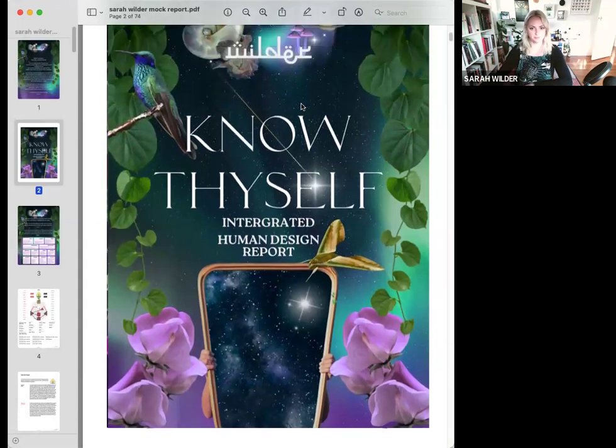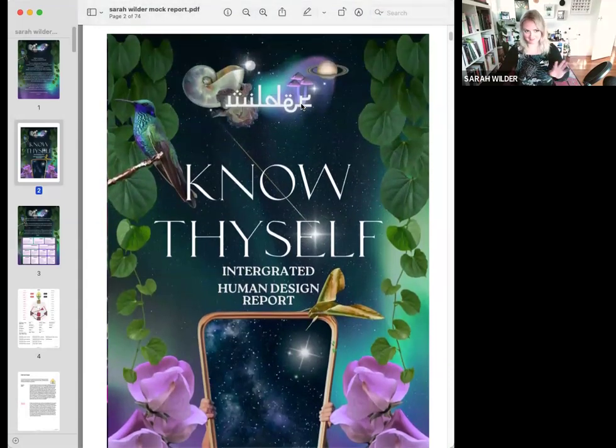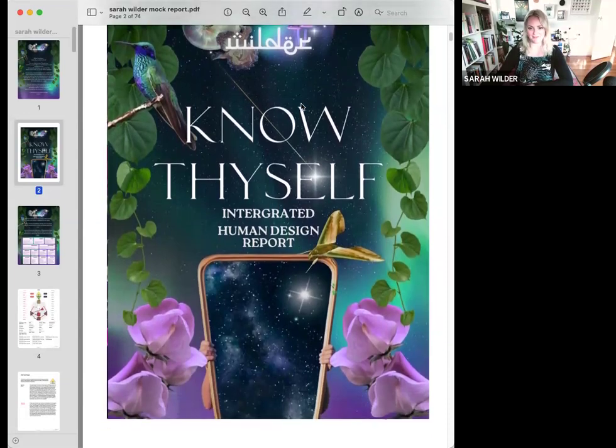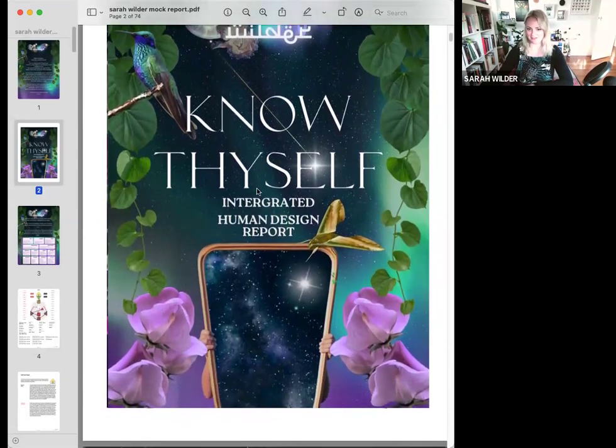So this is what the report will look like. It's very me to start with. So you'll step into the Know Thyself Integrated Human Design Report. The integrated just means it's got some other things integrated into it. It's not just straight human design. So for the purists, maybe that isn't for you, because I do add some of my own wilder flair to it.